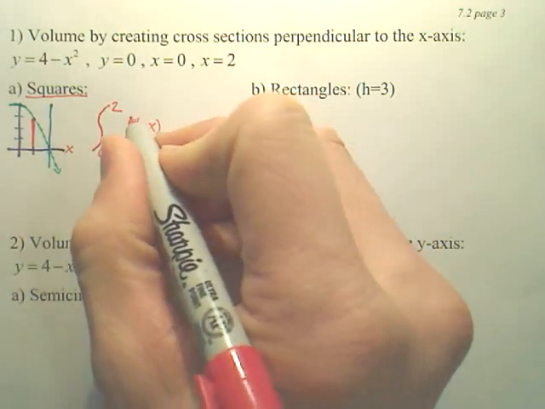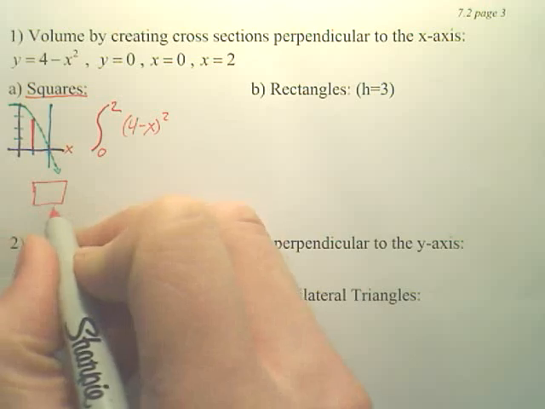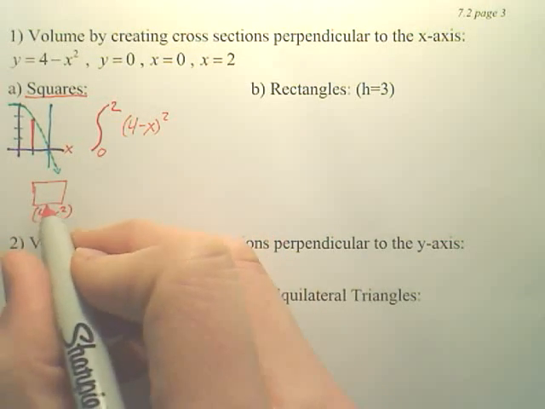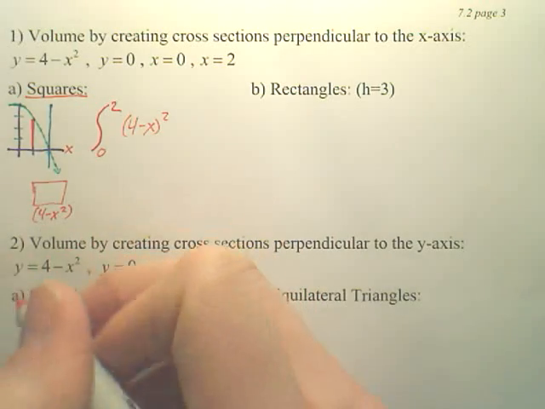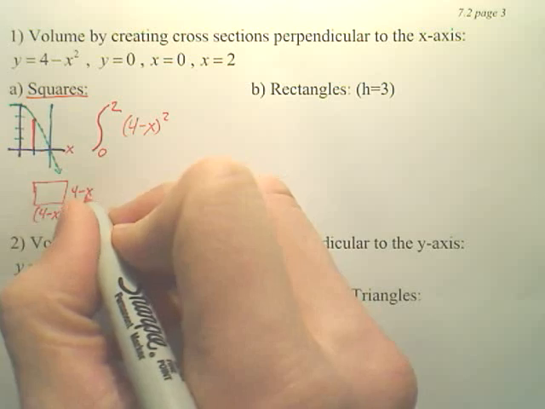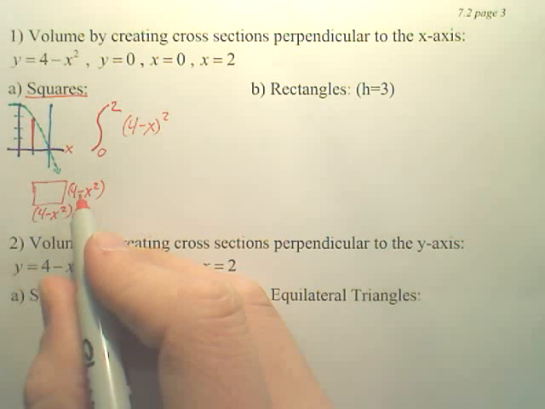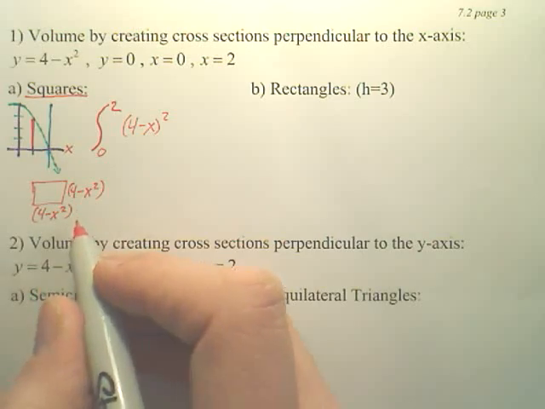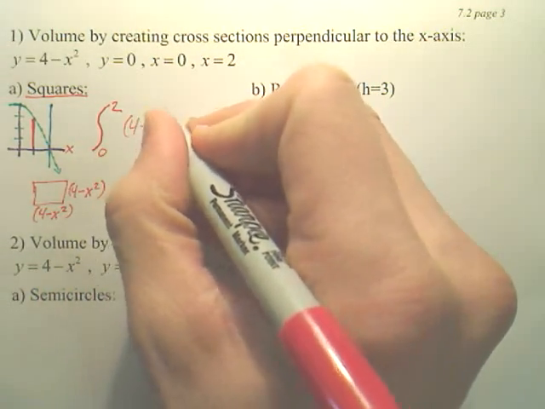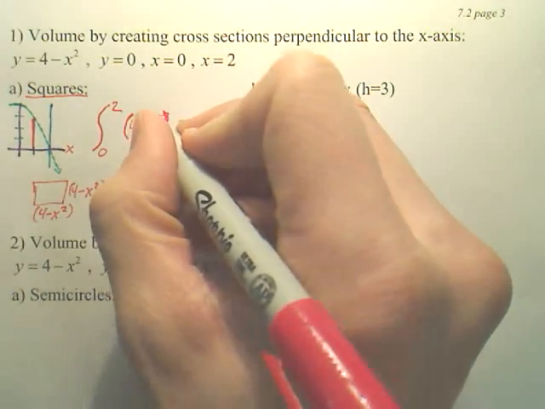So the height of my square, if I have squares here, this is my base. Isn't my base just 4 minus x squared? Isn't the base of my square 4 minus x squared? What's the height of my square? Isn't it also going to be 4 minus x squared? Isn't that my base? Isn't that my height? Oops, I messed up. That squared's right there, correct? You guys okay with that?